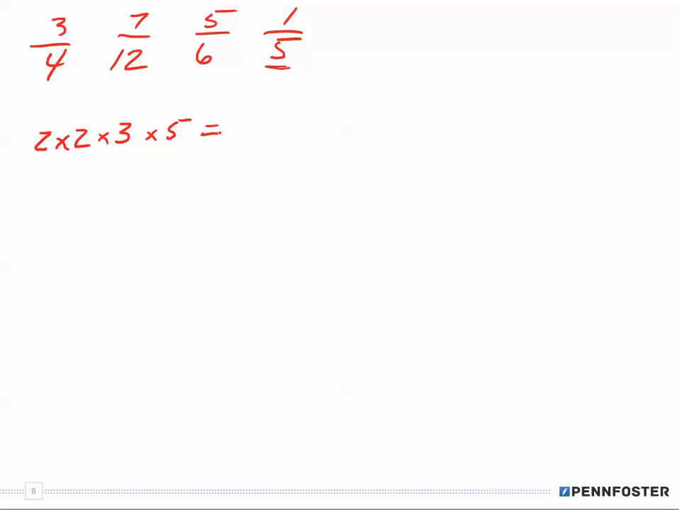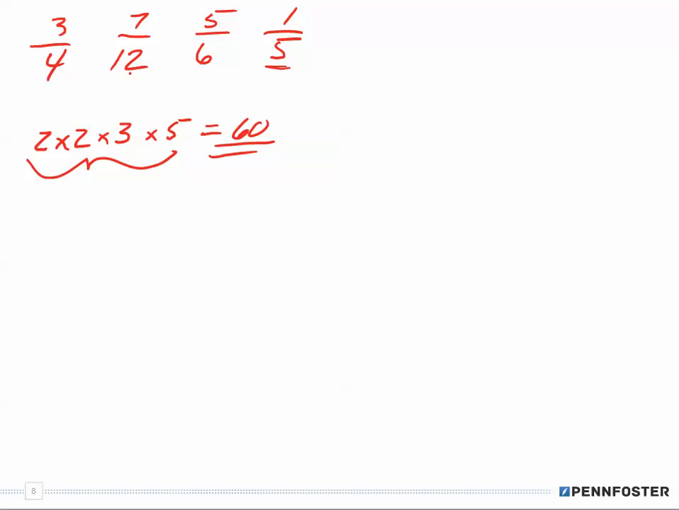Then what I do is I'm going to multiply all of these together. So 2 times 2 is 4, times 3 is 12, times 5 is 60. And I end up with the lowest common denominator of 60. You can see that that was very similar to how I did it.